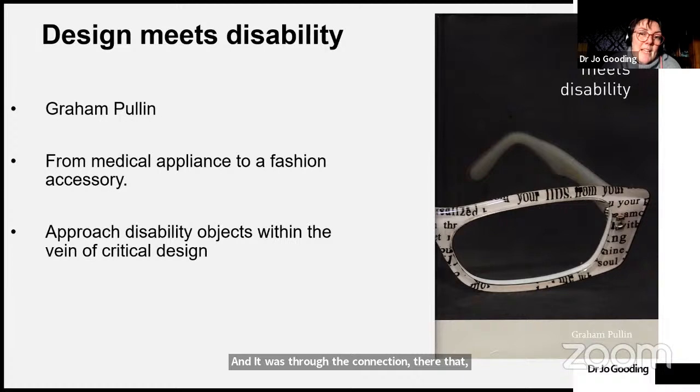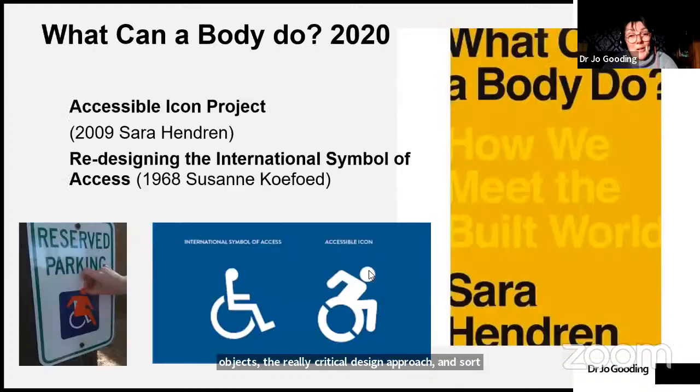So the key thing about glasses, like I said, is that it is a medical appliance. But it is actually a design object that has evolved into being a fashion accessory. So if that can happen for eyewear, surely it can for all other elements of disability related objects and experiences. This book is great because it has a really critical design approach to objects, and is very provocative. So I do love that book.